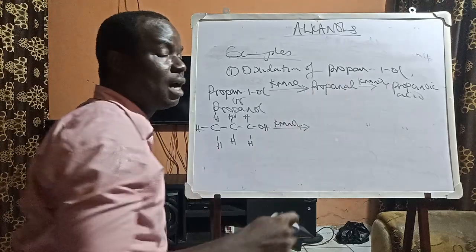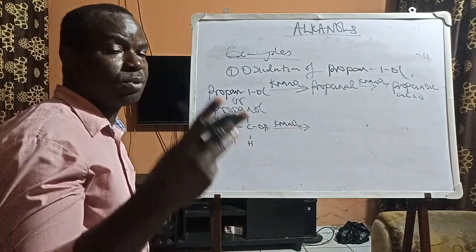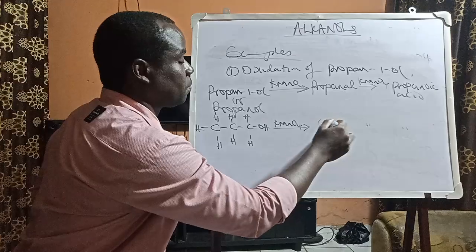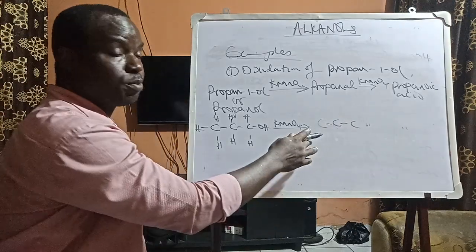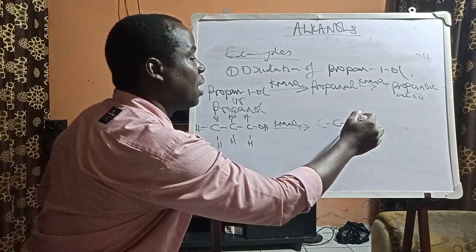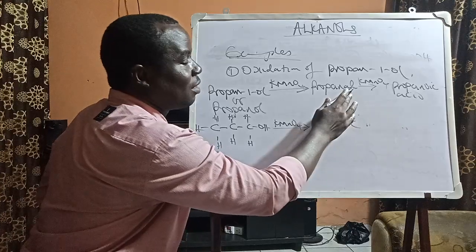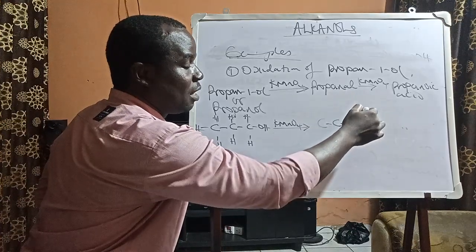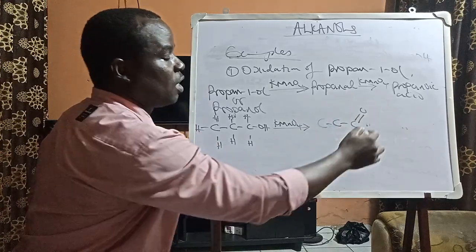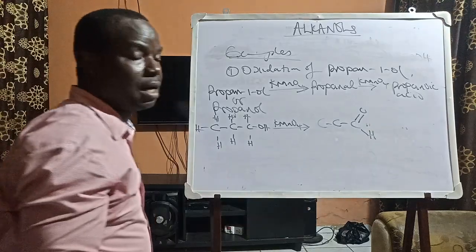You get propanal. How do we do propanal? What is prop? 3. This is prop. We now have R, like I did before. Just do R like this. Then here put H. That's an R.